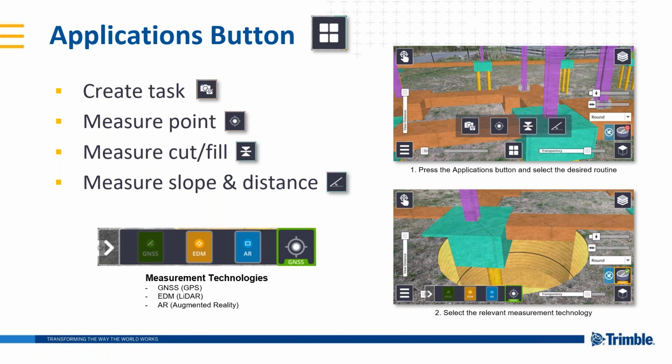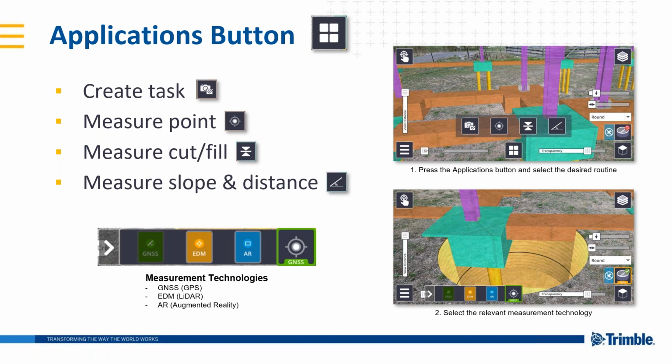So that's task creation. And then the next three, measure point, measure cut fill, and measure slope and distance, those routines allow you to collect additional data or collect new data using the SiteVision system. So measure point, that allows you to, as is probably quite obvious, measure a new point.